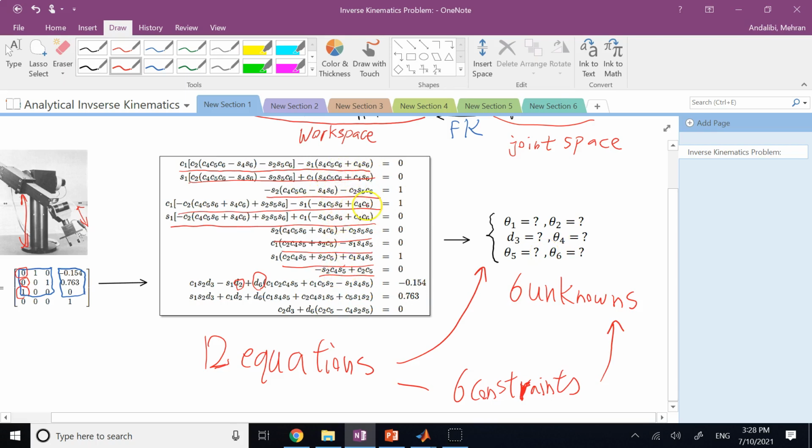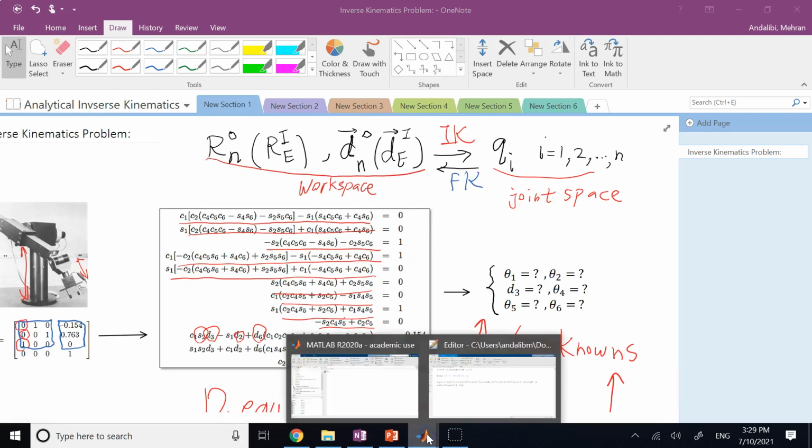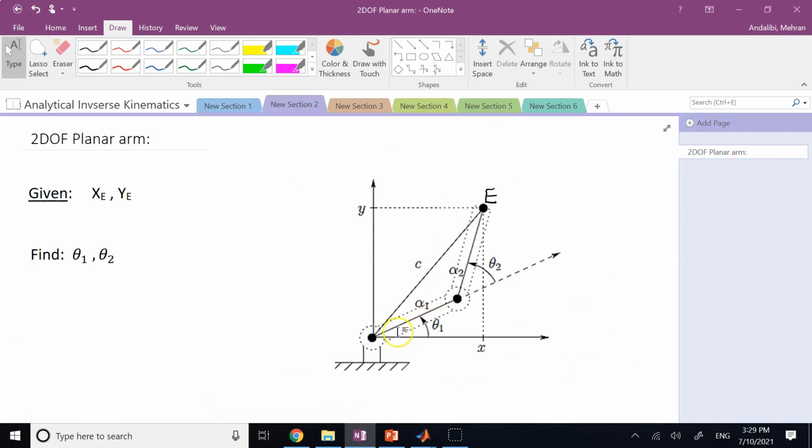You do not have the angle itself, you have sine and cosine of it. You have this unknown variable d3 multiplied by the sine of something else, so they are highly nonlinear. They involve sine and cosine, we call them transcendental equations. And solving them analytically is most of the time close to impossible. I'll show you one very simple example here. So forget about solving this.